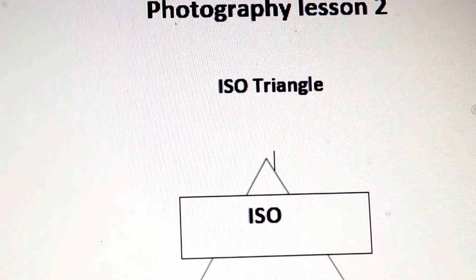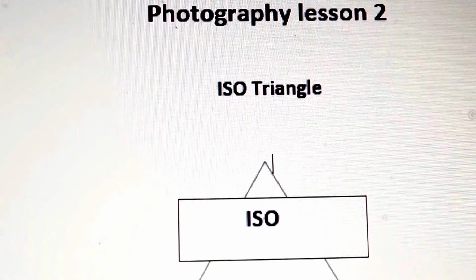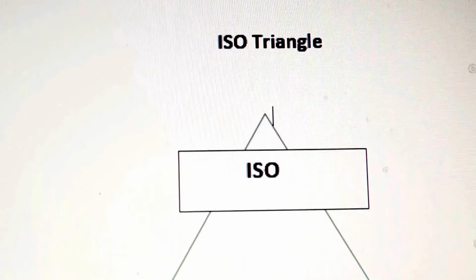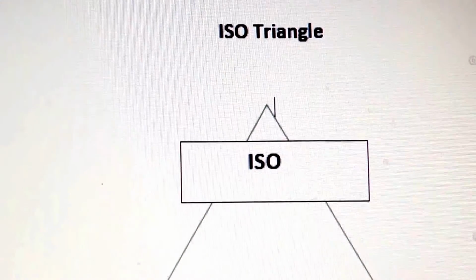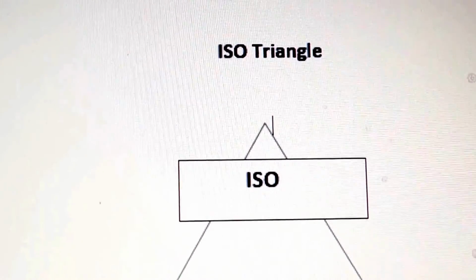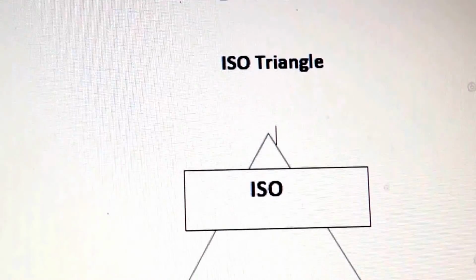Now the ISO that I am currently using is a low ISO, like say ISO 400. Now, if you were to use a higher ISO, that would mean you would let in more light.